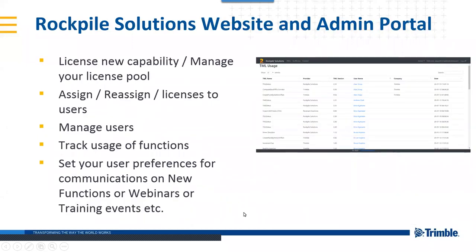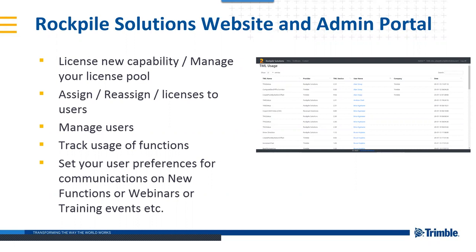Okay, with that tool, there's also a Rockpile Solutions website and admin portal. I showed you the TML status download, but within that you can sign into that portal, and when you sign in, you'll be able to see your company or your team's information. You'll be able to reassign licenses to different people in your organization. You can also track who's using which function.